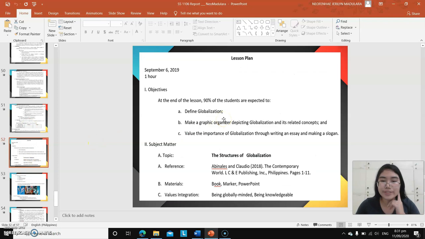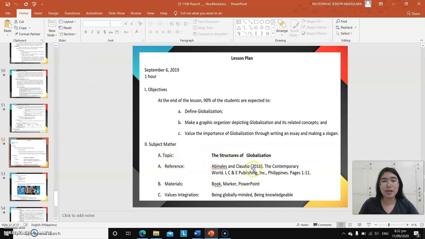Okay, another example of lesson plan we have here. Of course, it is better if you indicate the date and time allotted for that specific lesson. So in this case, we have here objectives. At the end of the lesson, 90% of the students are expected to define globalization, make a graphic organizer depicting globalization and its related concepts, and value the importance of globalization through writing an essay and making a slogan. So, cognitive, psychomotor, and the affective domains of learning. So, check, complete.